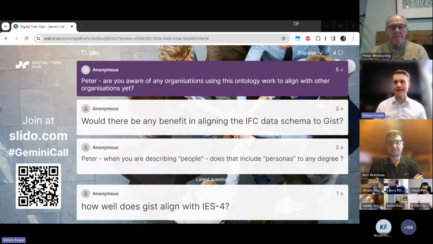Good. Link question for yourself, Peter, is are you aware of any organizations using this ontology work to align with other organizations yet? So cross-organizational working via the ontology.